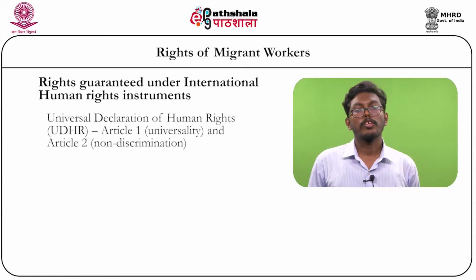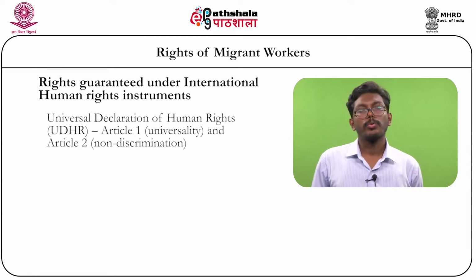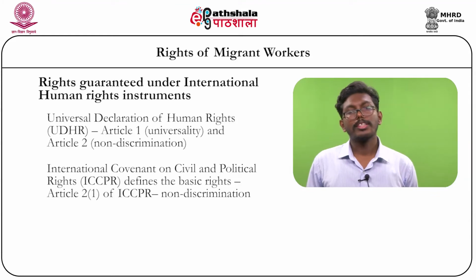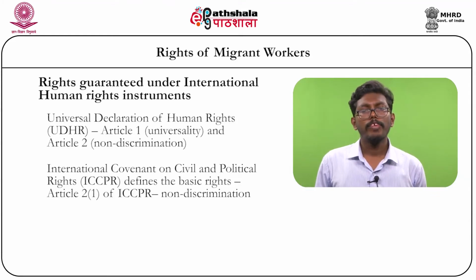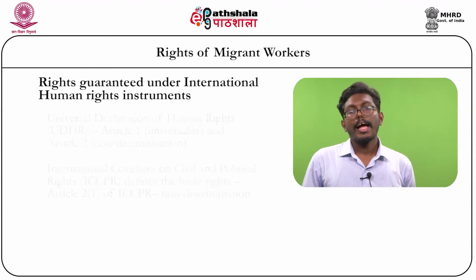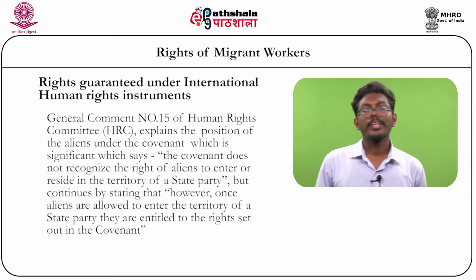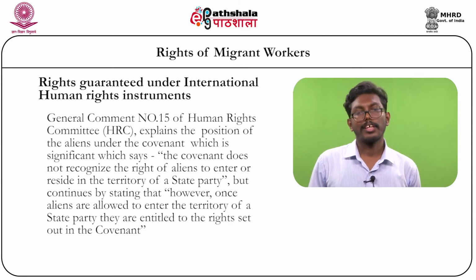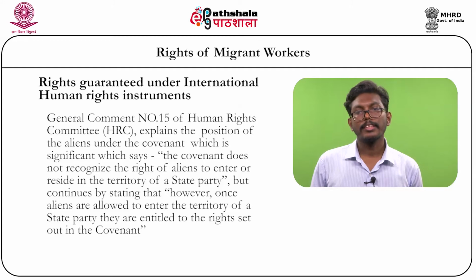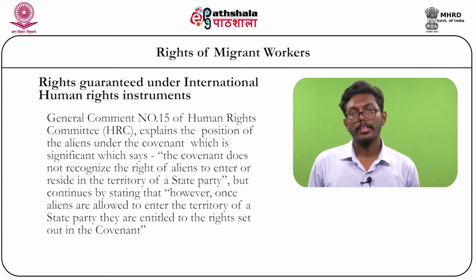In the UDHR, or Universal Declaration of Human Rights, Article 1 talks about universality and Article 2 talks about non-discrimination. The International Covenant on Civil and Political Rights, or ICCPR, defines the basic rights, and Article 2(1) of the ICCPR provides for non-discrimination. General Comment number 15 of the Human Rights Committee explains the position of aliens under the covenant, which is significant. It says the covenant does not recognize the right of aliens to enter or reside in the territory of a state party, but continues by stating that, however, once aliens are allowed to enter the territory of a state party, they are entitled to the rights set out in the covenant.